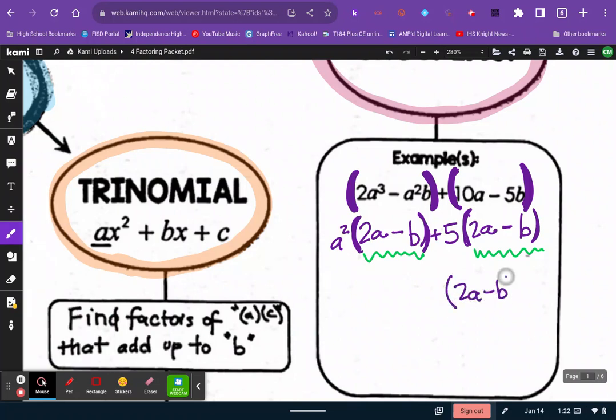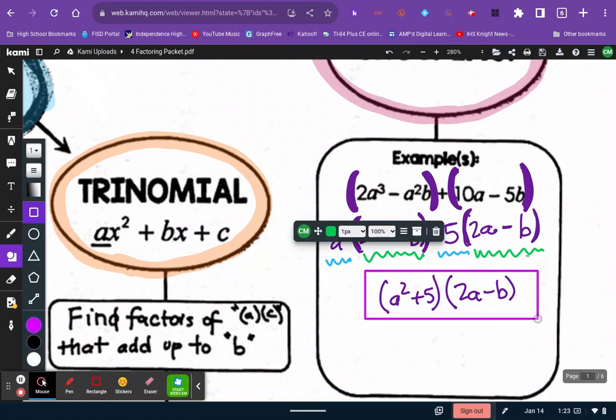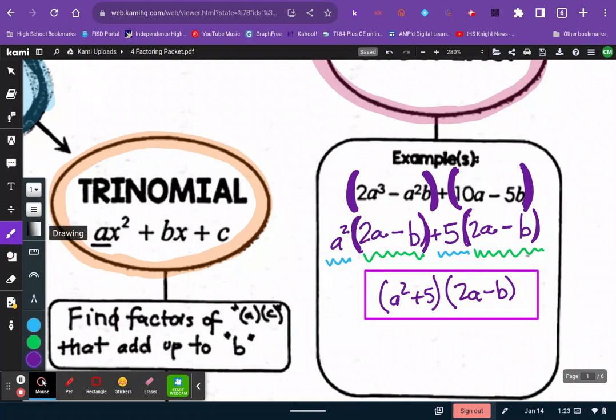So now that I have found that these are in common, then this is our common factor here, 2a minus b. And the GCFs that I pulled out of each group, a squared plus 5, that is going to go here, a squared plus 5. So this would be my answer. This would be completely factored. You just double check inside each set of parentheses and make sure that there's nothing common in either of those sets of parentheses. And then this would be your final factored answer.